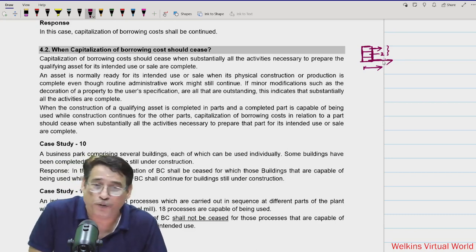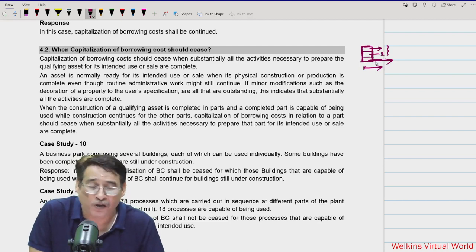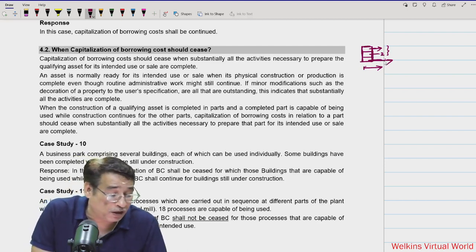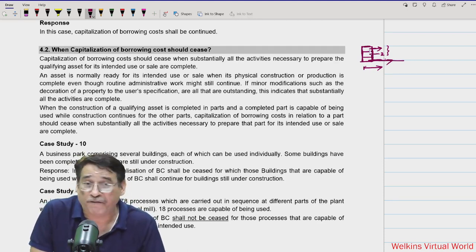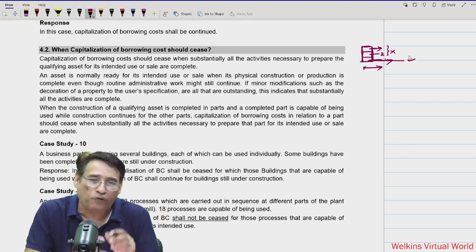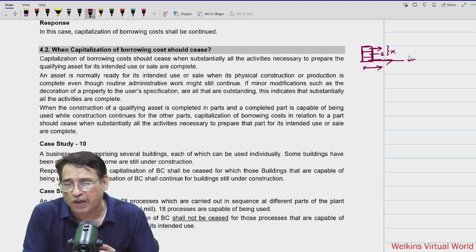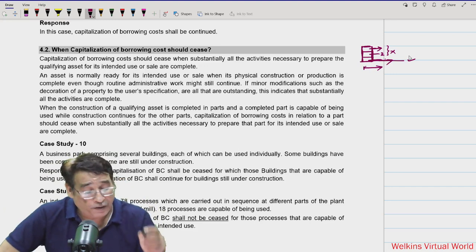However, for this portion, whatever borrowing cost we incur, because this portion is still incomplete, we will continue capitalizing the borrowing cost. But because these two portions have been completed, we will stop capitalizing borrowing cost for them. Is it clear to you or not? So sometimes the project gets completed in parts. For the completed parts, you will stop capitalizing the borrowing cost. For the incomplete parts, you will continue capitalizing the borrowing cost. Now pay attention to another case.